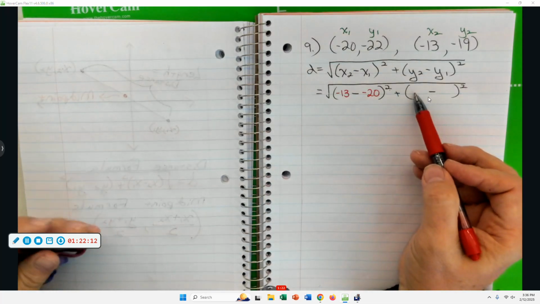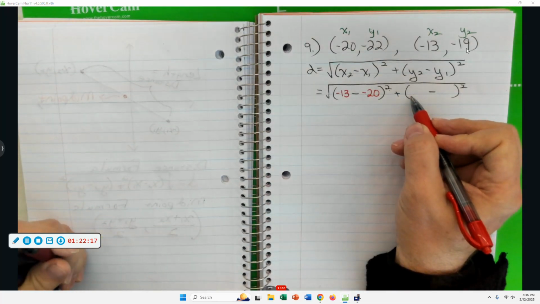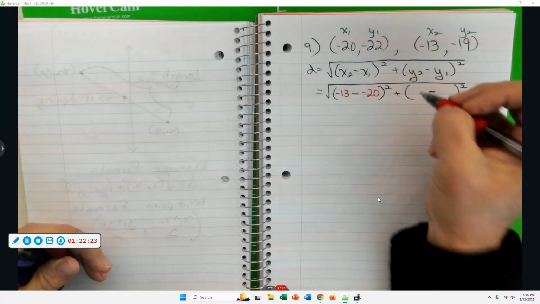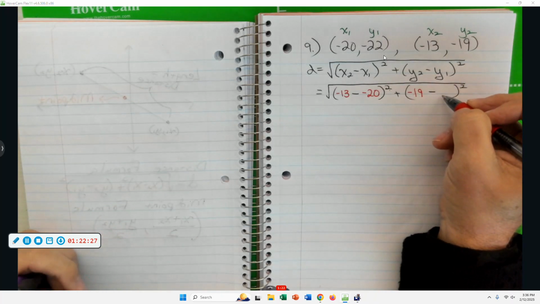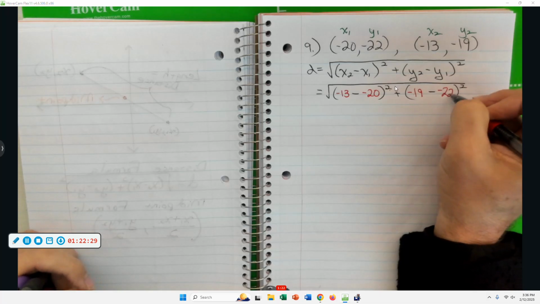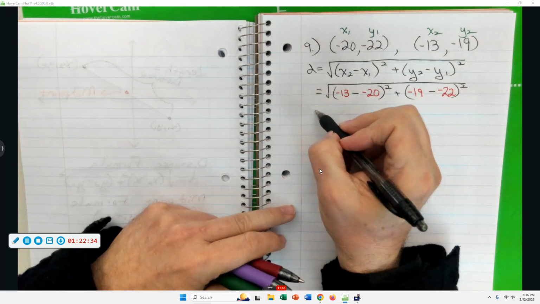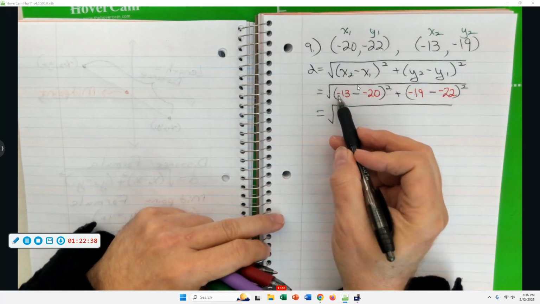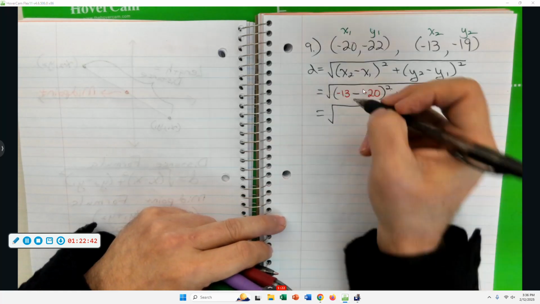Let's go ahead and fill in these numbers. What number am I gonna write right here? -19, the y2 value, I agree. And here, -22. Continuing, working underneath that radical. -13 minus a -20. Remember the double negation property.